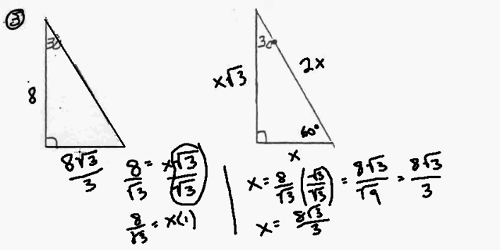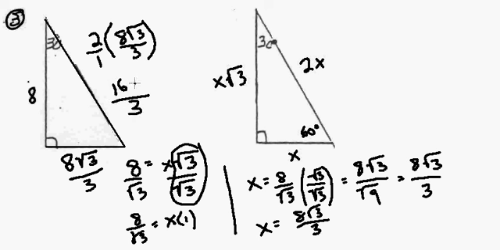The hypotenuse, excuse me, is going to be twice that amount. So this is going to be 2 times 8 square root of 3 over 3. Well, 2 is the same as 2 over 1. So now we're going to multiply the bottoms and multiply the tops. 1 times 3 is still 3. 2 times 8 is 16. So this is 16 times the square root of 3 over 3. And that would be the measurement for the length of the hypotenuse.